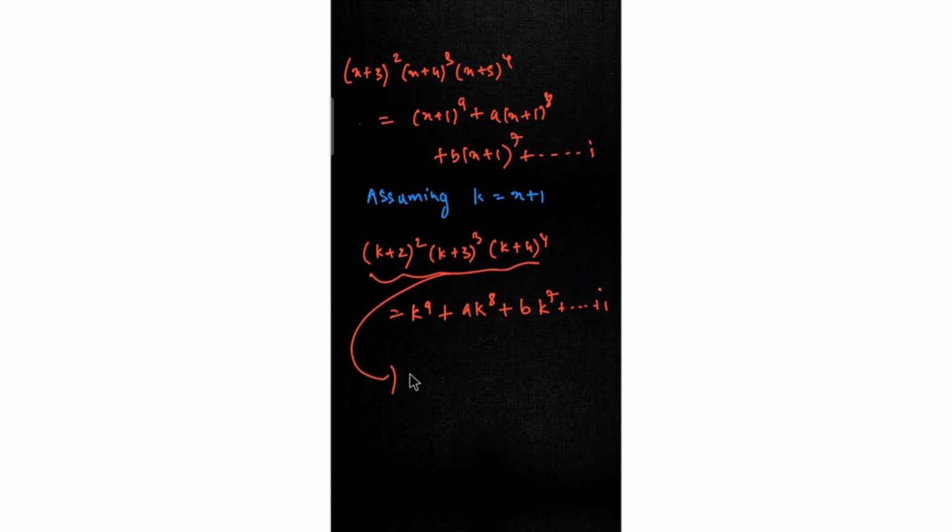The equation is of degree 9. Of course, you can also say from the RHS that it will be of degree 9, because the leading term is k power 9. So for the two sides to be equal, this equation must be of degree 9.